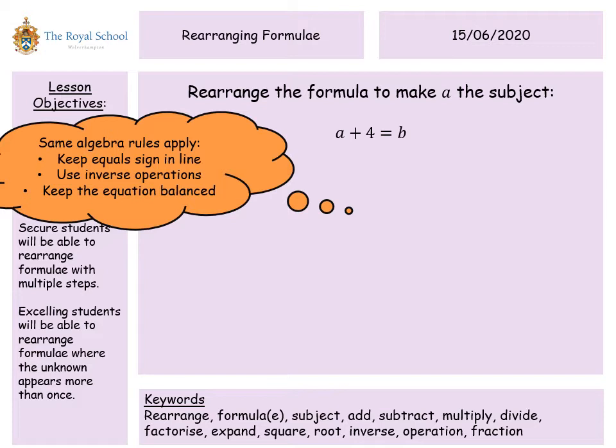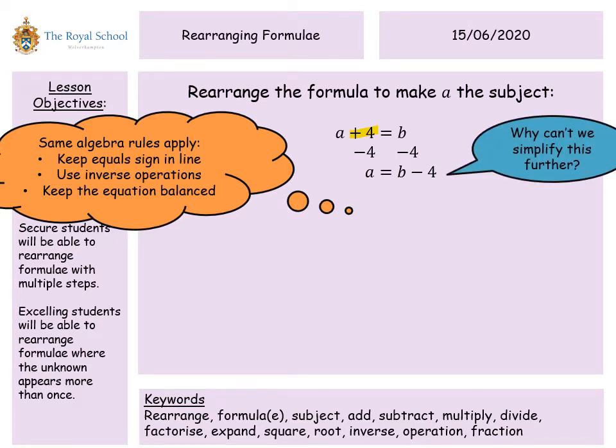So how do we get the a on its own? Well, you can see that after the a, we've got a plus 4. So if you're going to get a on its own, we need to get rid of the plus 4. So I'm going to take 4, but from both sides of the equation to keep it balanced. On the left-hand side, the plus 4 and the minus 4 will cancel each other out so that we only have an a left. And on the right-hand side of the equation, we're going to have b minus 4. And that's it. That's making a the subject. We've now got a equals, therefore a is the subject. So that's a one-step formula to rearrange.